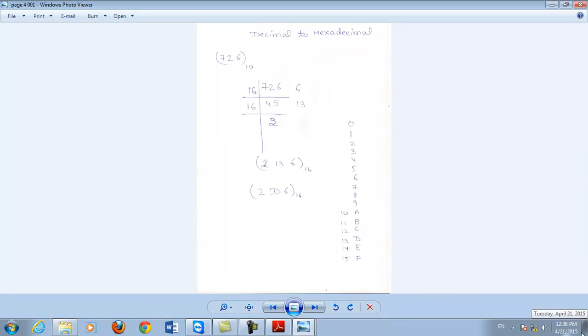You can see the example of decimal to hexadecimal. We take a number that is 726. 16 multiplied by 45 is equal to 720. It means the remainder is 6. Then 16 2s are 32, remainder is 2. It means the hexadecimal equivalent of this decimal number, that is 726 base 10, is 2D6.